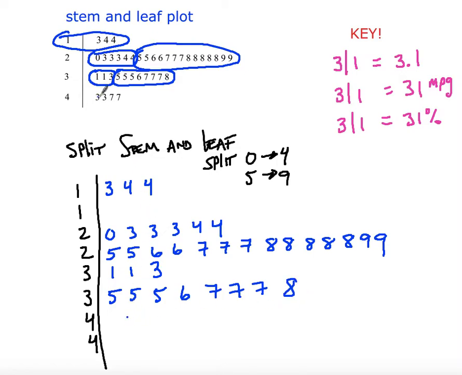Then we move on to the 4s. Anything in the 0 to 4 range goes first. 3, 3. And then anything in the 5 to 9 range goes second. So basically, you're splitting it up. Each stem gets split, and the leaves get split in the 0 to 4 range and the 5 to 9 range. And really all this does is it just shows more detail.